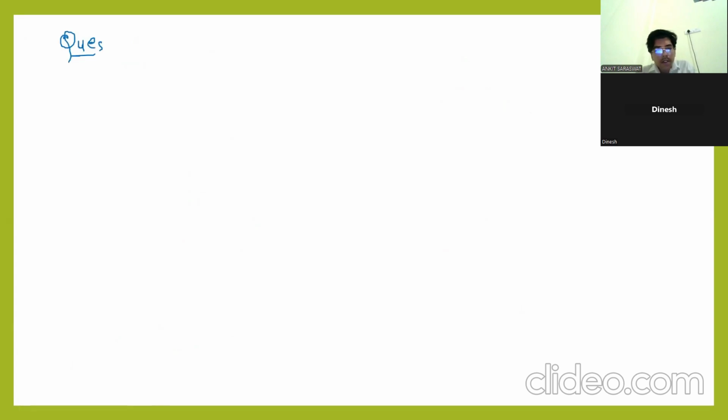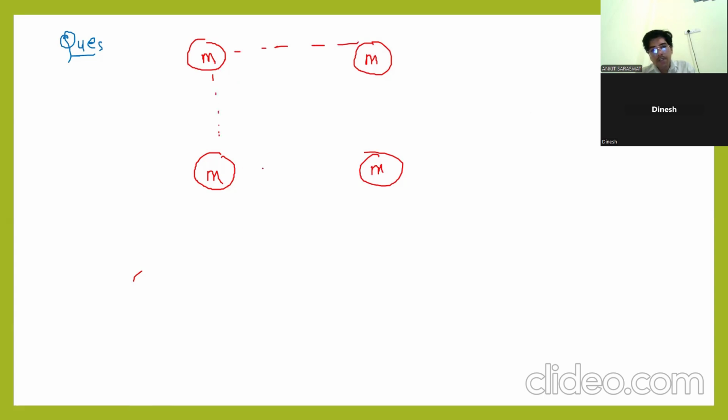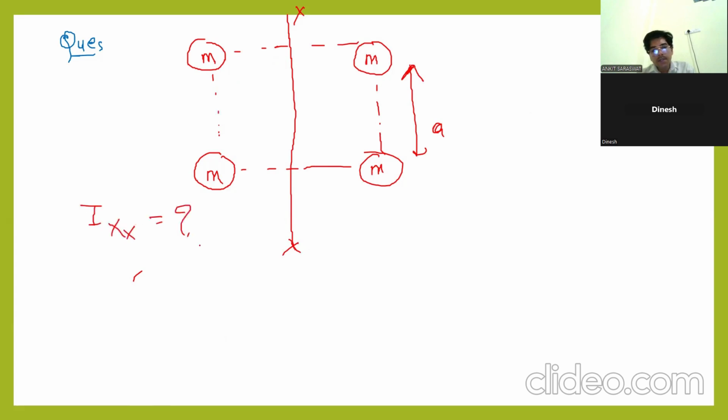Okay, now write one question. We have four masses. One mass is here, one mass is here. And my question is, all the masses are at separation A. What is the moment of inertia about this axis? Name of the axis is X, X. I'm asking you to find the moment of inertia about this axis. Is it clear?